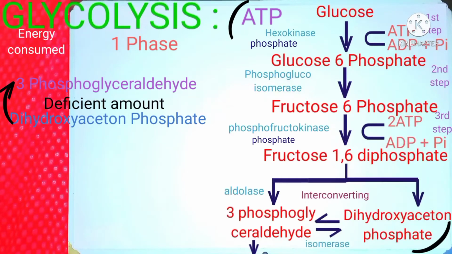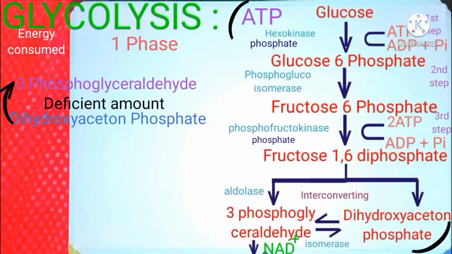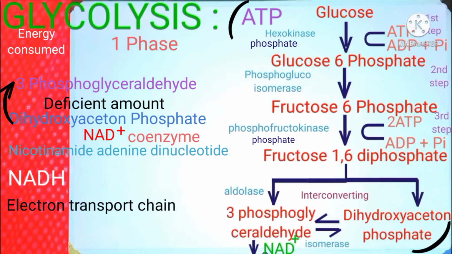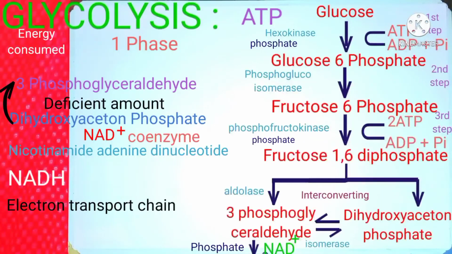3-phosphoglyceraldehyde is initially oxidized by NAD, and in this reaction, nicotinamide adenine dinucleotide, shortly known as NAD, that is a coenzyme, is also reduced to NADH and further utilized in the electron transport chain to produce more and more energy. This reaction also uses a molecule of inorganic phosphate. The inorganic phosphate that is present in the cytoplasm combines with it. The glyceraldehyde 3-phosphate is further utilized in the glycolytic process.